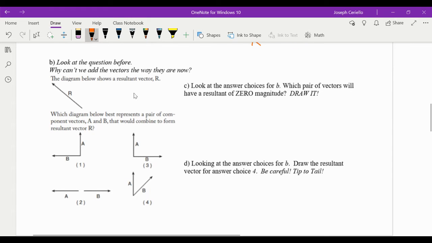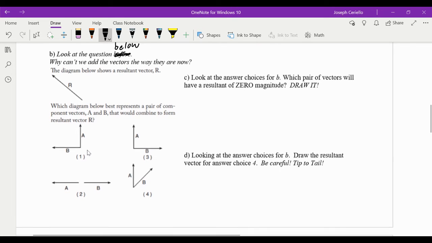All right, so this should say, it's a little bit of a typo, this should say, look at the question below. So the question says, why can't we add the vectors the way they are now? So let's just read the question real quick. It says, the diagram below shows a resultant vector r. Which diagram below represents a pair of component vectors a and b that would combine to form resultant vector r? All right, so we can't add any of them the way they are now because they are all tail to tail or not. They must be tip to tail. Must be tip to tail.